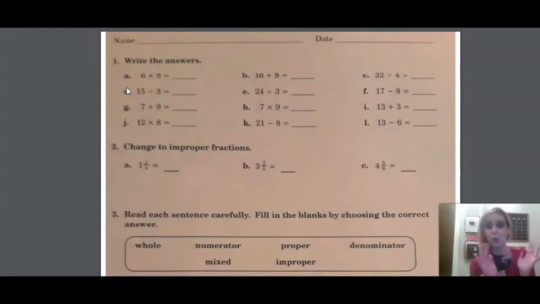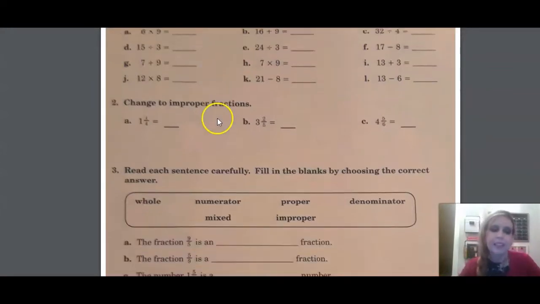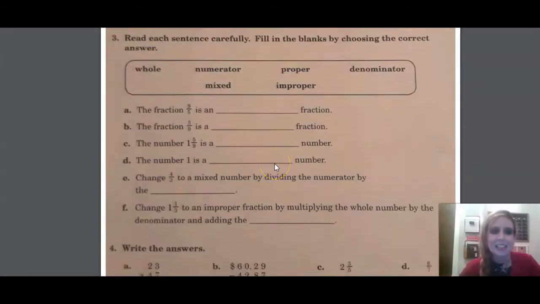You're taking a quiz. Yay, you're gonna do great, I promise. All right, so let's take a look at it. Number 1, you're just following signs. So are you multiplying, adding, dividing, or subtracting? Okay. 2, you are changing this mixed number into an improper fraction. You might want to take a look back at the video just to make sure you know how to do that. Then on number 3, you are filling in the blank with the word that makes sense. You're just finishing that sentence.